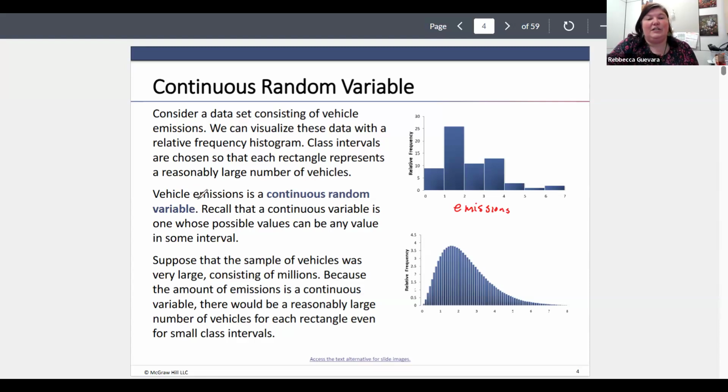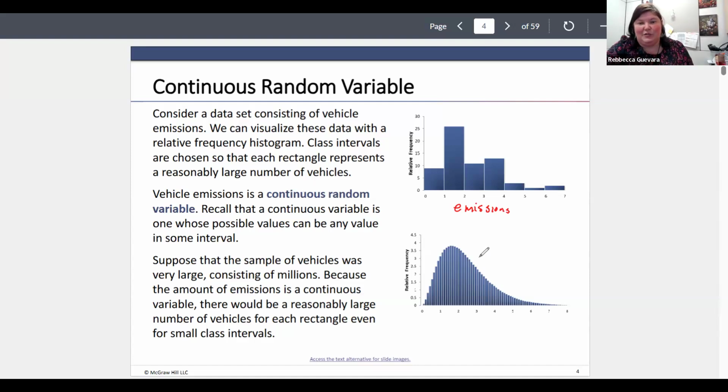Vehicle emissions is a continuous random variable. What we mean by that is we don't have emissions of just 1 part per billion or 2 parts per billion or 3 parts per billion. We have things like 0.92 parts per billion or 1.15 parts per billion. Or is it million? I'm trying to remember now. Anyways, we have something that's continuous. Recall that a continuous variable is one whose possible values can be any value in some interval. So we can use any kind of class width is really what we're getting at here.